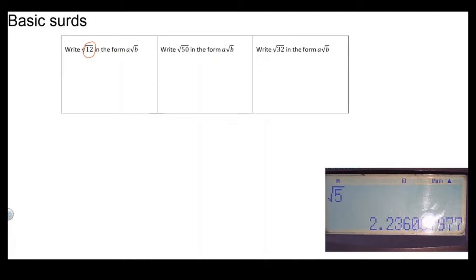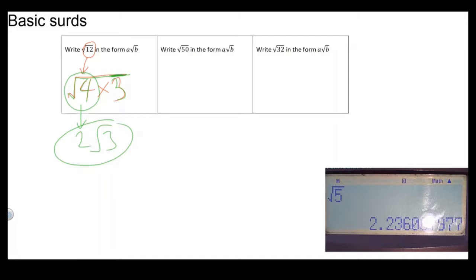Right, so I can think of 4 and 3. 4 times 3 gives you 12. And check. Square root of 4 is a square number. So you can do square root of 4, that gives you 2. And then still you've got that square root symbol over the 3. So that's just square root of 3. We're not going to work out square root of 3 because that would be a decimal number. We just leave it in surd form.